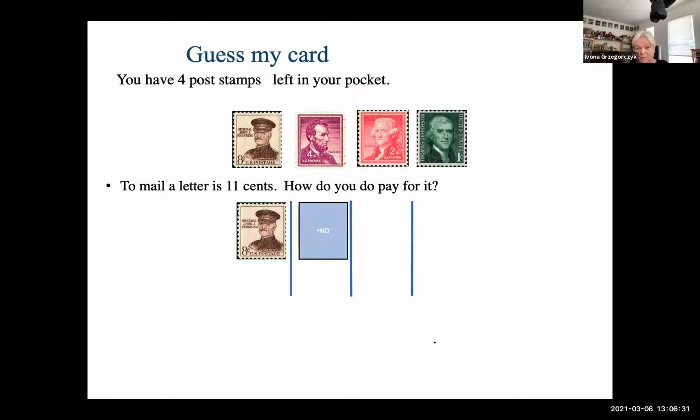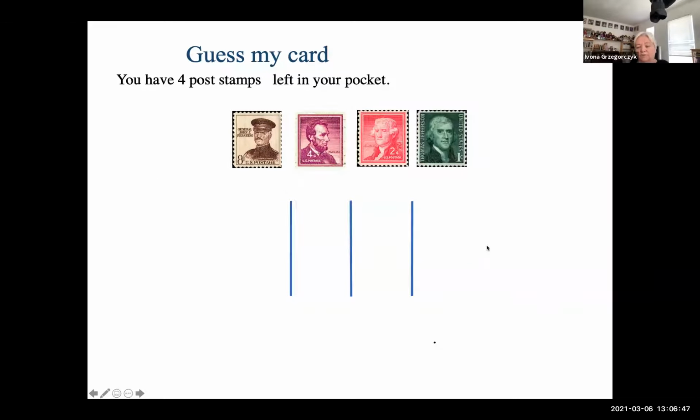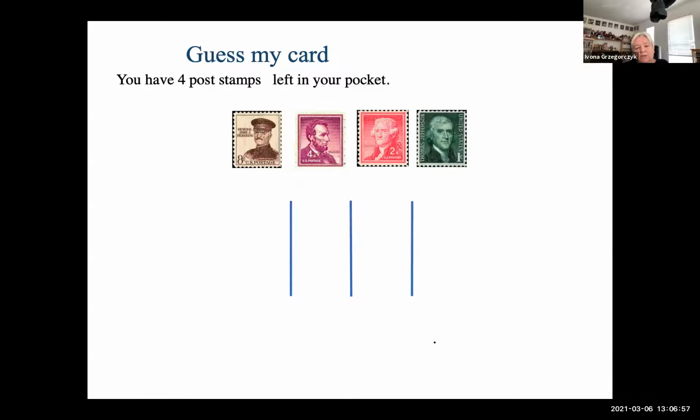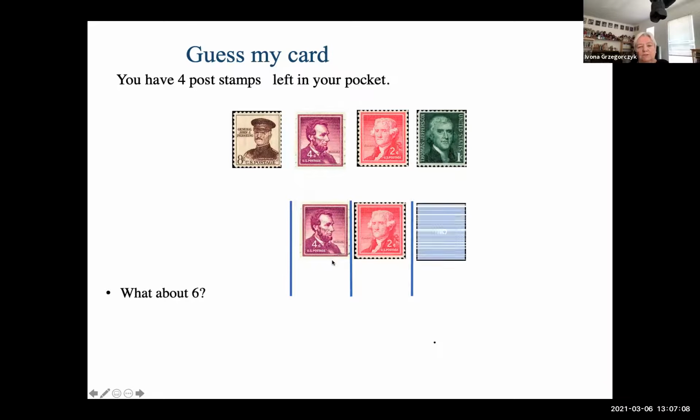I need this stamp, I don't need this one, I need this one, and I need this one. Everybody with me? Because this one is 8 plus 2, that's 10, plus 1 is 11. So I'm checking if I can do it in various situations. If I need to pay 3 cents, then what? I take this stamp and this stamp, right? If I have to pay 6, then what do I do? 4 and 2. Yeah, 4 and 2.